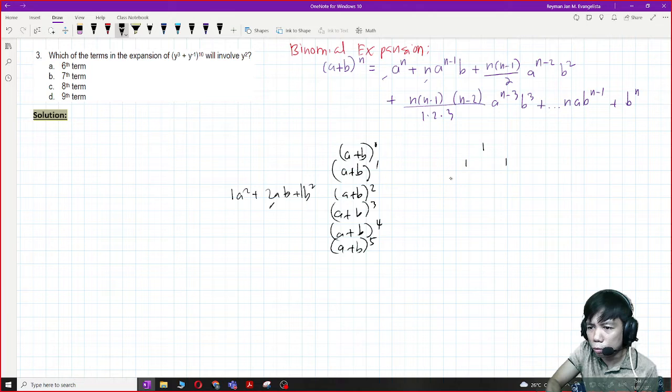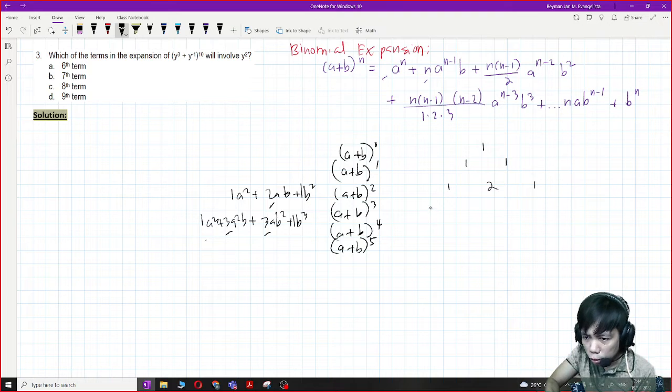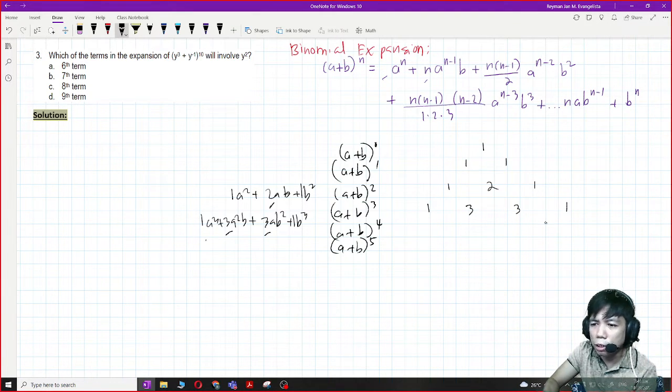Okay, so ito na. 1, 2 and 1. Yung (A plus B) cubed naman, that is A cubed plus 3A squared B plus 3AB squared plus B cubed. Okay? So, yung mga coefficients ay 1, 3, 3, and 1. Okay? So, ito yan. At uli guys, kahit di mo memorize yung mga expansion, pag alam mo yung pag-create ng Pascal's triangle. Okay? So, ito yan guys ha.